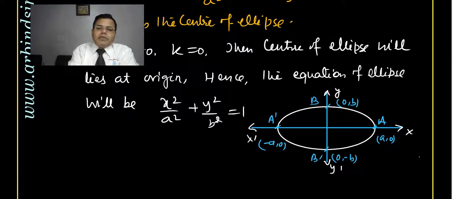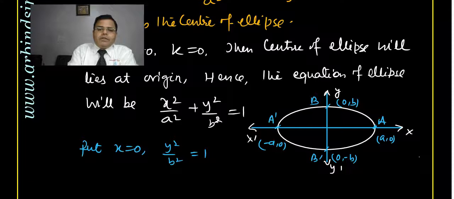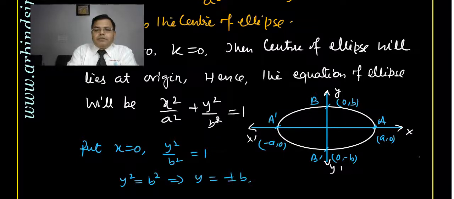Simple, put x is equal to 0, then y square by b square is equal to 1, so y square is equal to b square, and this implies y is equal to plus minus b. The points of intersection are plus minus b, and therefore 0 comma b and 0 comma minus b are the two points of intersection on the y-axis.